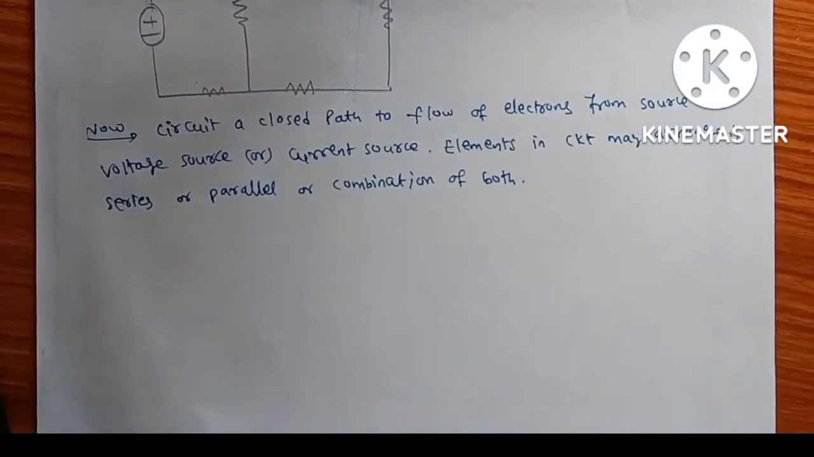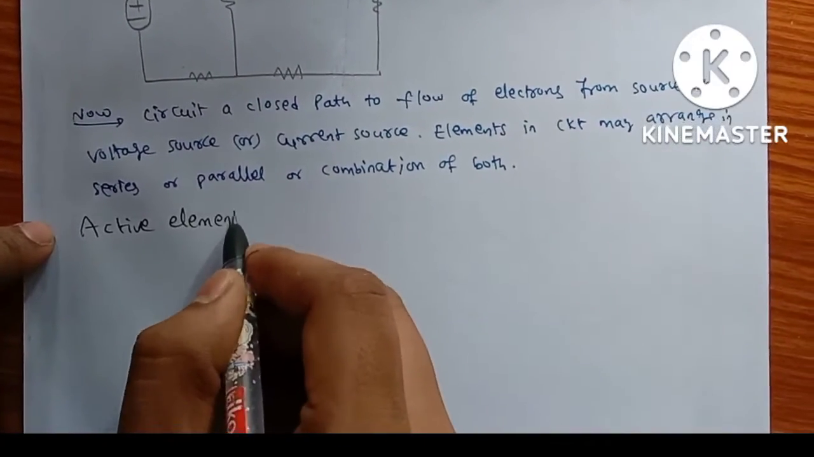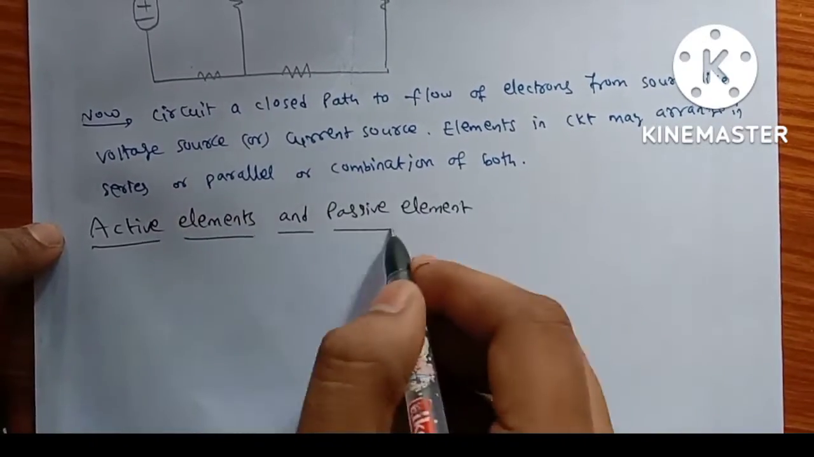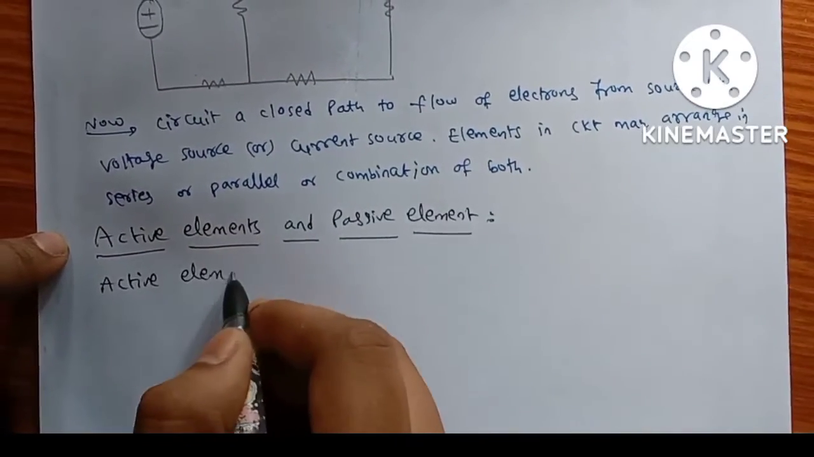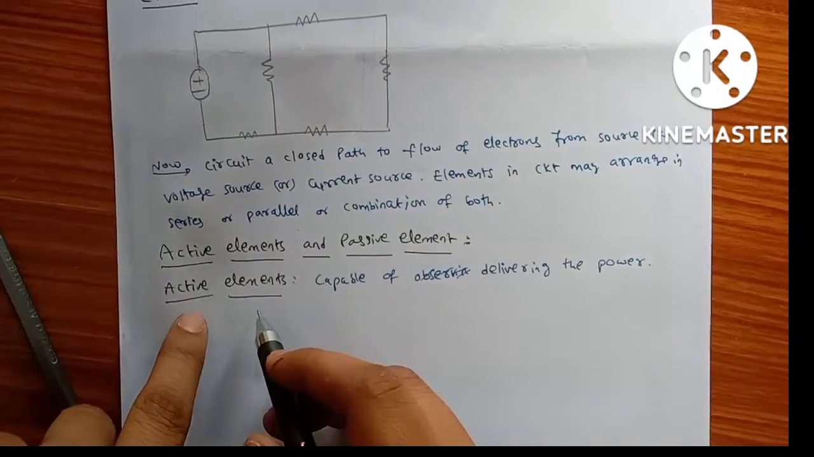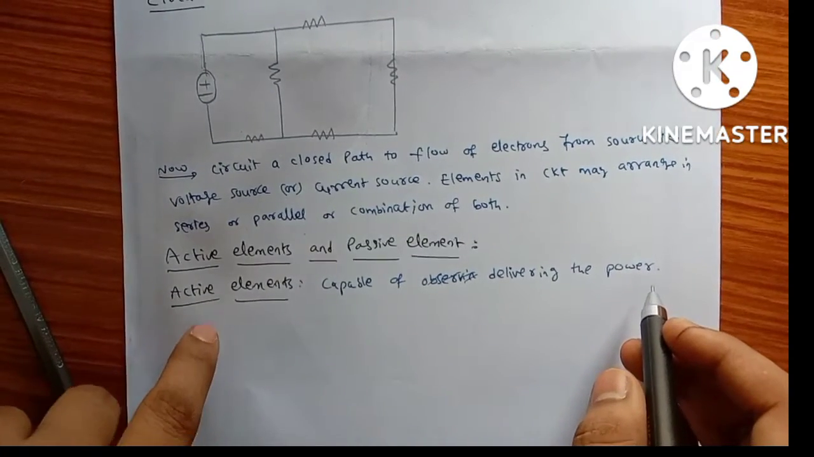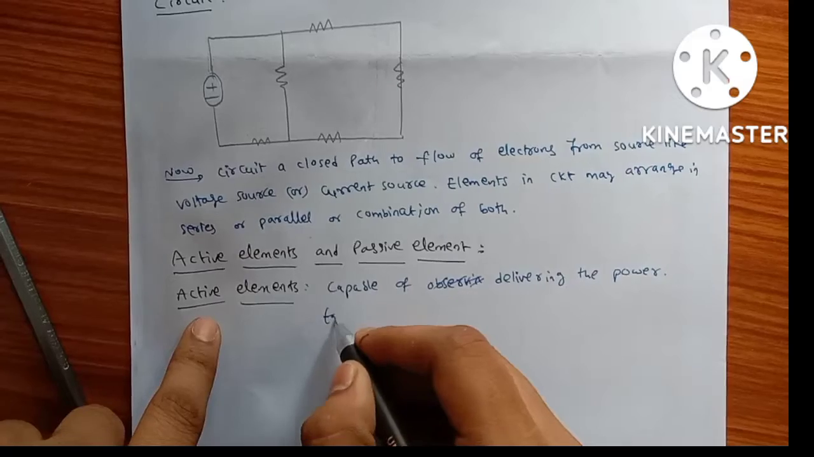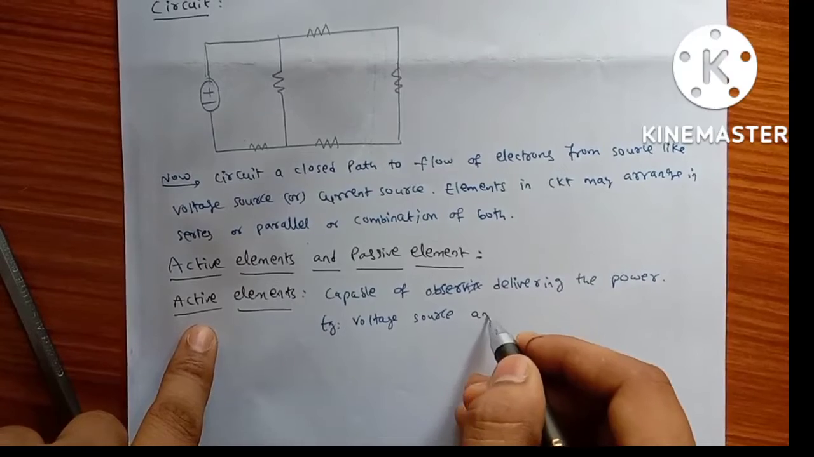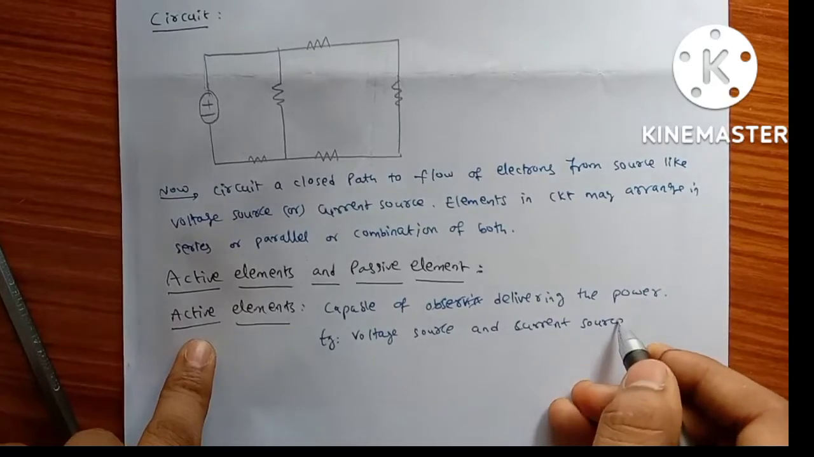Let us see what are active elements and passive elements. Let us say active elements. Active elements are those capable of delivering power to the circuit. Examples: voltage source and current source.